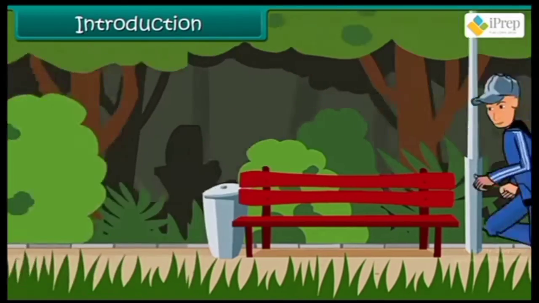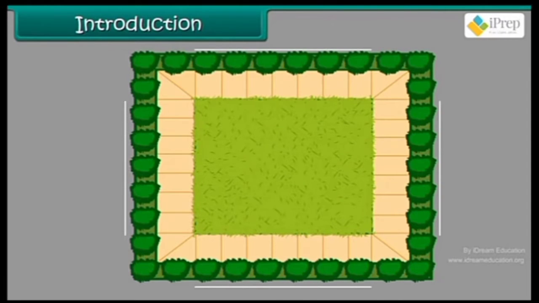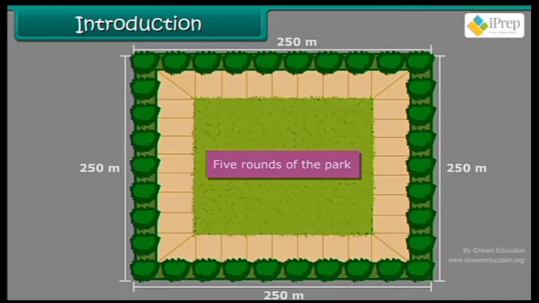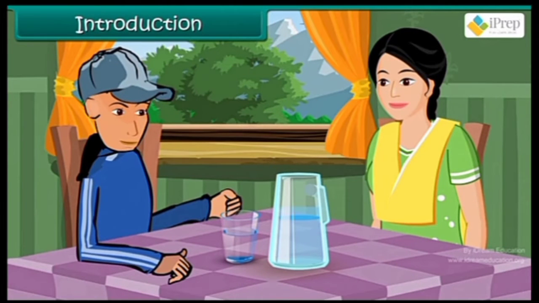You go jogging in a park. The park is a square. Each side of the park is 250 meters long. You take 5 rounds of the park and return home. Your mother wants to know how many meters you jogged.